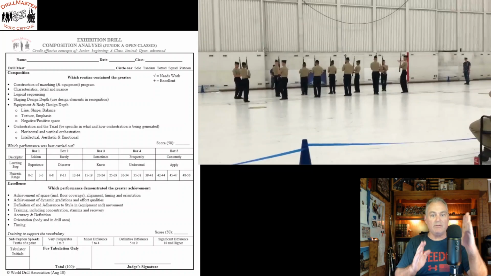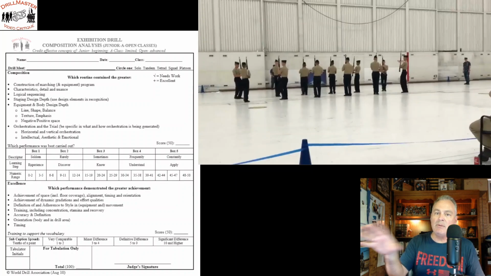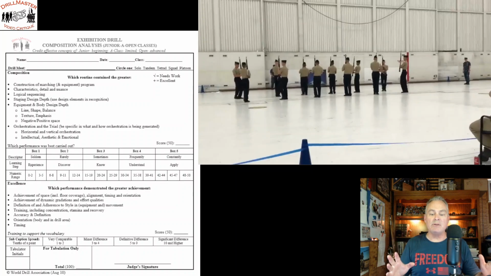Vertically, it happens every once in a while. As far as the effects go with the triad of effects, there's not really an intellectual type. Let me back up. There was a little bit of an intellectual effect there when they went to the modified parade rest, looked down to the left. That's a little bit of an aesthetic, maybe even emotional effect, but there was more of an emotional effect the next time they went to parade rest.